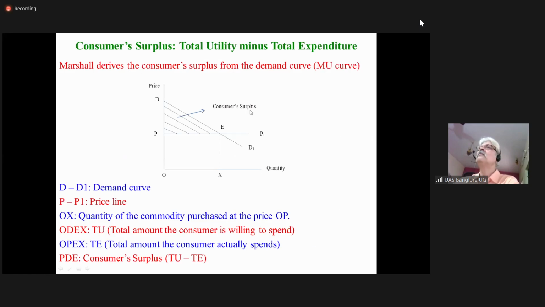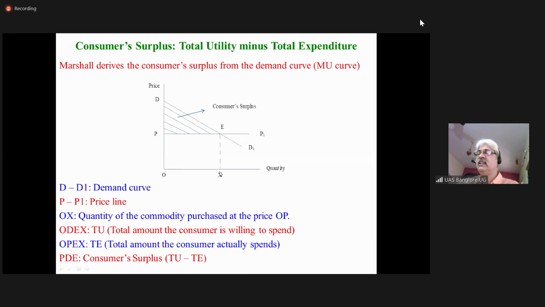Now, Marshall derives the consumer surplus from the demand curve. Demand curve is nothing but the marginal utility curve, because you are deriving the demand curve from the marginal utility curve. This is the demand curve. DD1 is the demand curve. PP1 is the price line. OP is the price. OX is the quantity of the fruit or whatever commodity that you are purchasing.